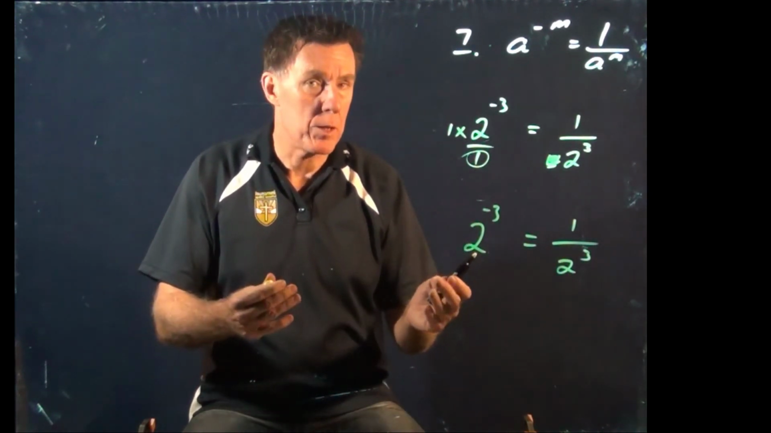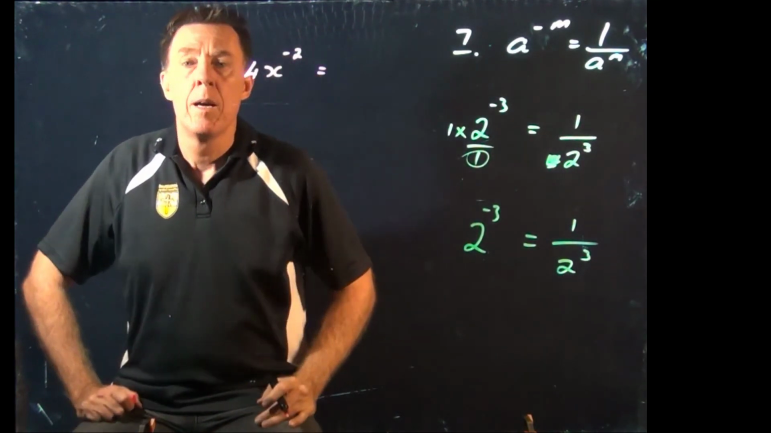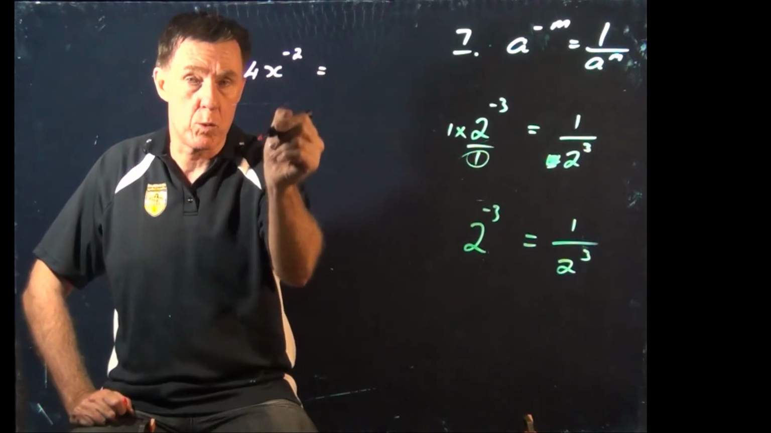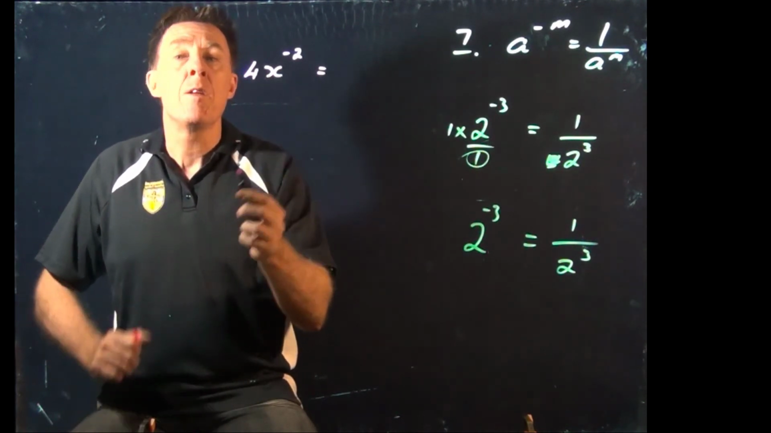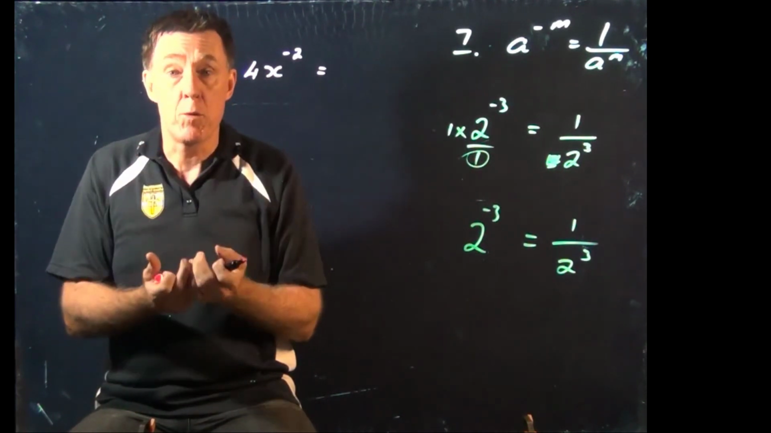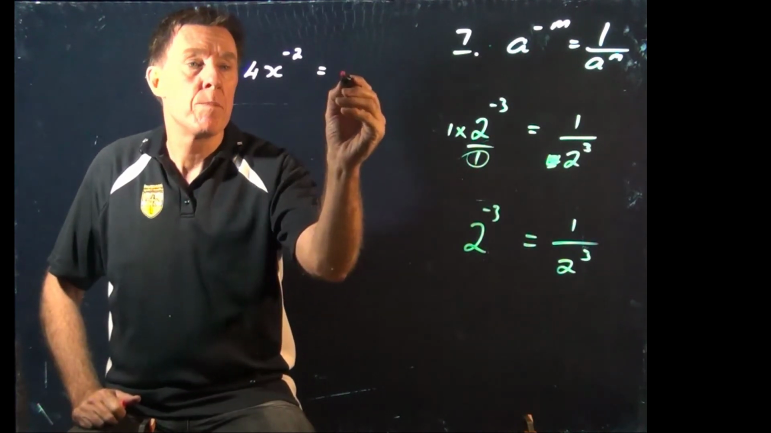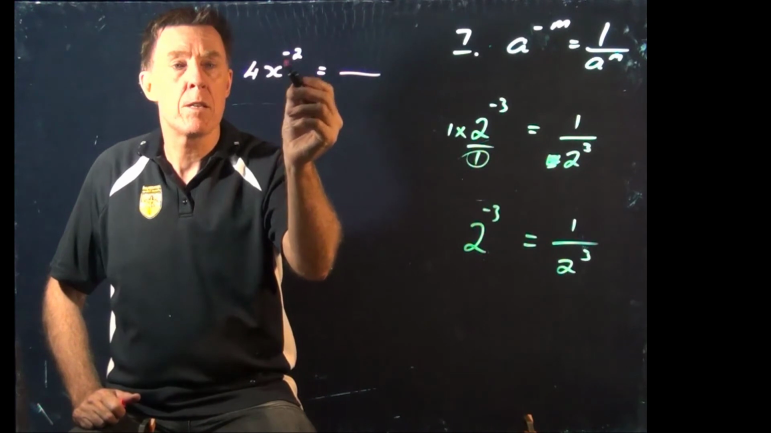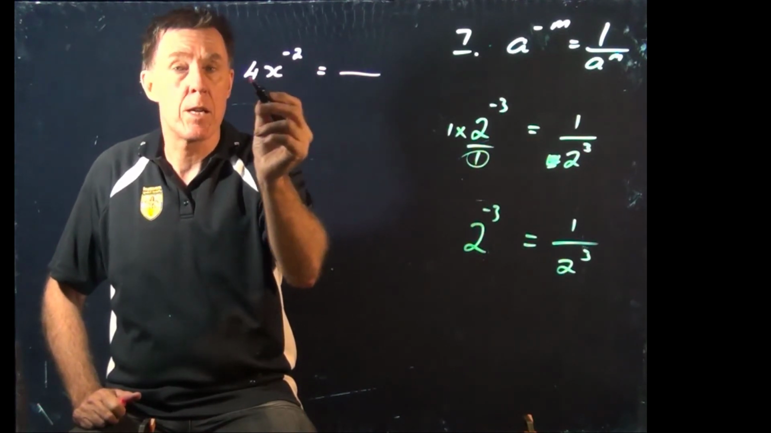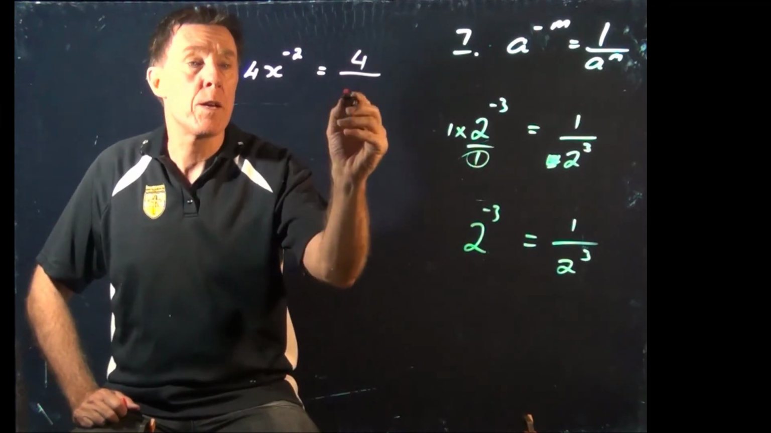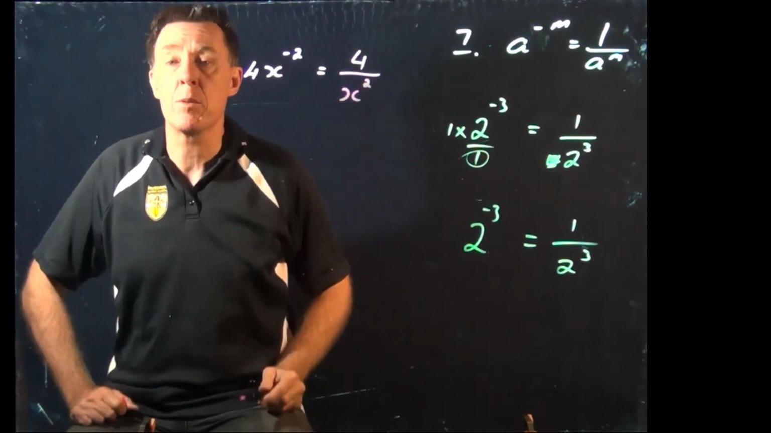What are some other applications of this? Let's have a look at this one. 4x to the negative 2. Once again, it is a fraction because it's all over 1. The negative index, that power can be moved to the other line of the fraction to change it. So at the moment, the negative 2 is attached only to the x. It's not attached to the 4. So the 4 is going to stay exactly where it is. Only the x to the negative 2 goes to the bottom and becomes x to the positive 2.